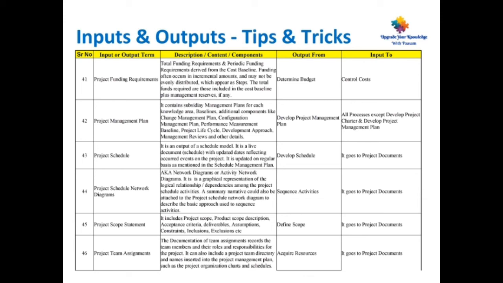Point number 45, project scope statement. It includes project scope description, acceptance criteria, deliverables, assumptions, constraints, inclusions, exclusions, etc. This is the output from define scope and it goes as input to various project documents. Point number 46, project team assignments. The documentation of team assignments records the team members and their roles and responsibilities for the project. This is the output from acquire resources and the input to various project documents.